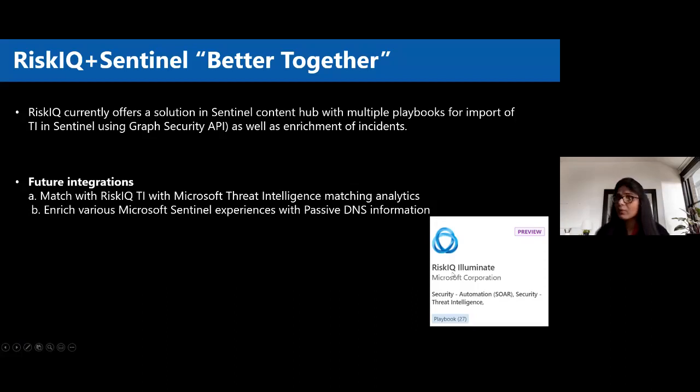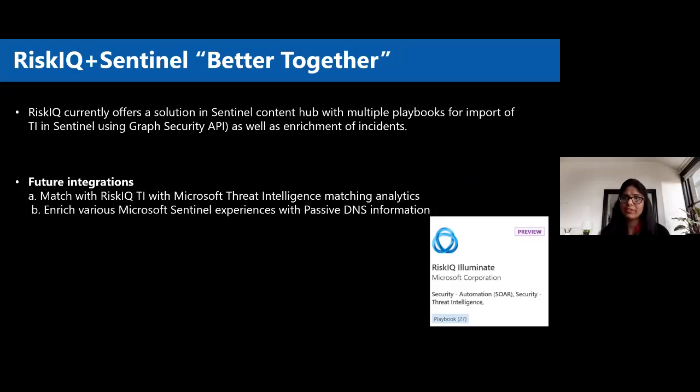It is called the Risk IQ Illuminate solution. What it does is it is a set of playbooks that allow you to import Risk IQ TI and also use it for enrichment of incidents. The exact use case that I had walked through a couple of minutes back when we were talking about playbooks. These are around 27 playbooks. I would recommend trying them out. Super simple to set up. All you need is your Risk IQ API key and secret to set up these playbooks. You go to the Content Hub, download the content, install it, and you should be off to the races.